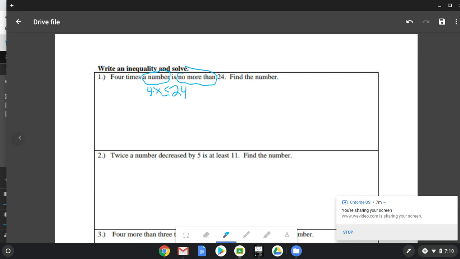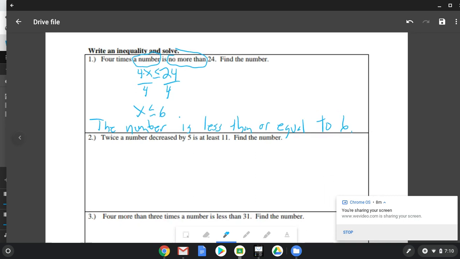So now this is where we're going to solve using our rules that we solved with yesterday. So we divide by 4, and we get x is less than or equal to 6. So the number, because it's written in a sentence, we're going to write our answer in a sentence, is less than or equal to 6. So that'd be my answer there for number 1.